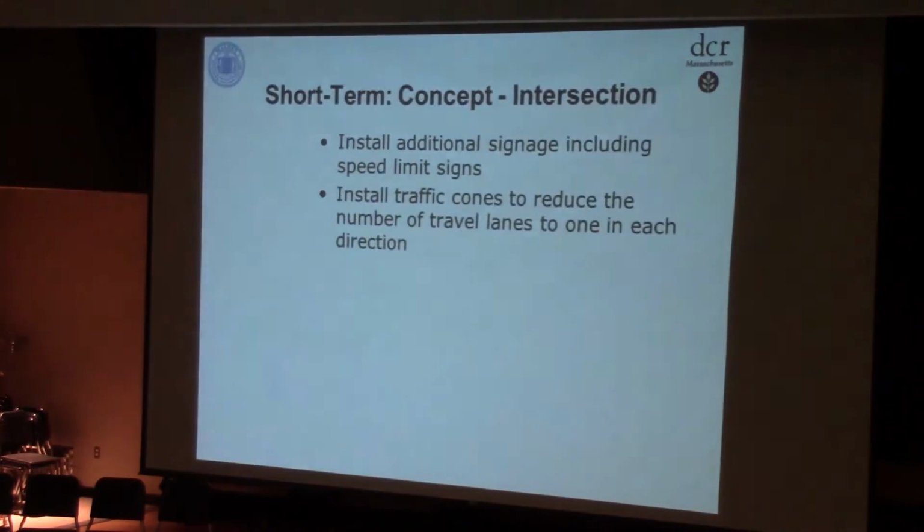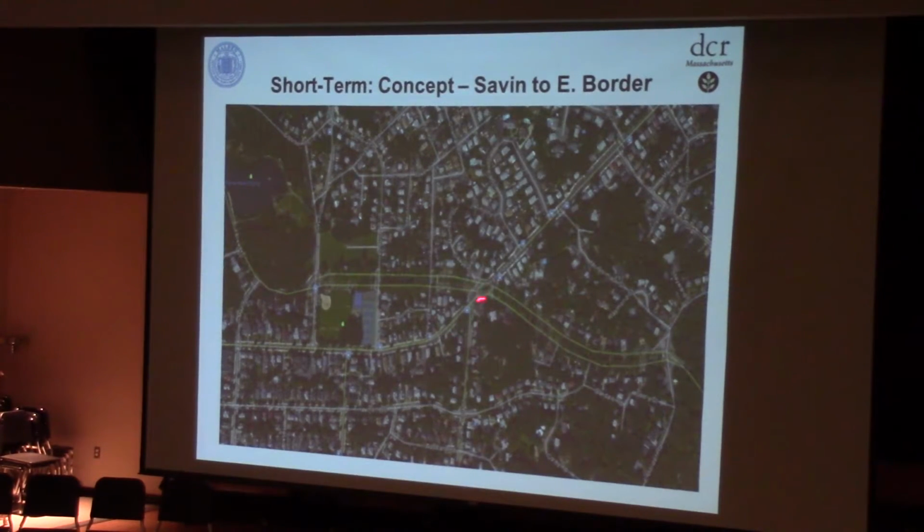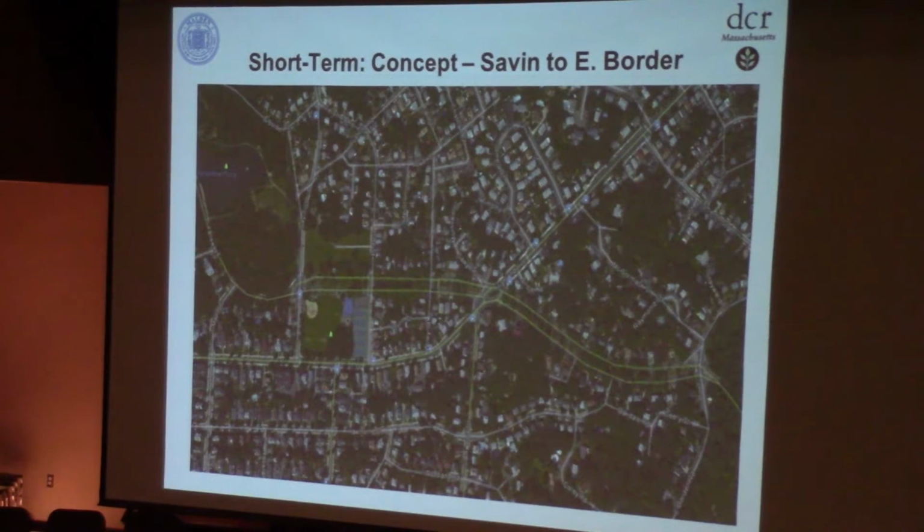So if you go to the next slide. Again, here's our intersection that we're talking about. I believe here's Savin Road, and East Border Street Road over here. So we looked at dropping it down to the one-lane concept at the intersection that came out of the study.